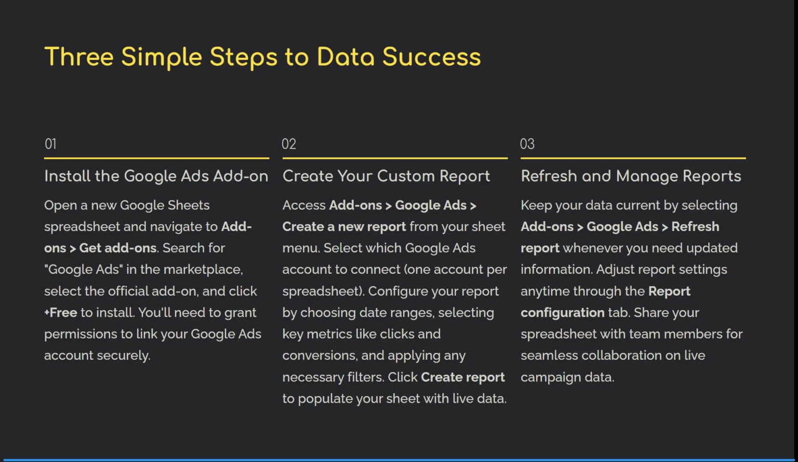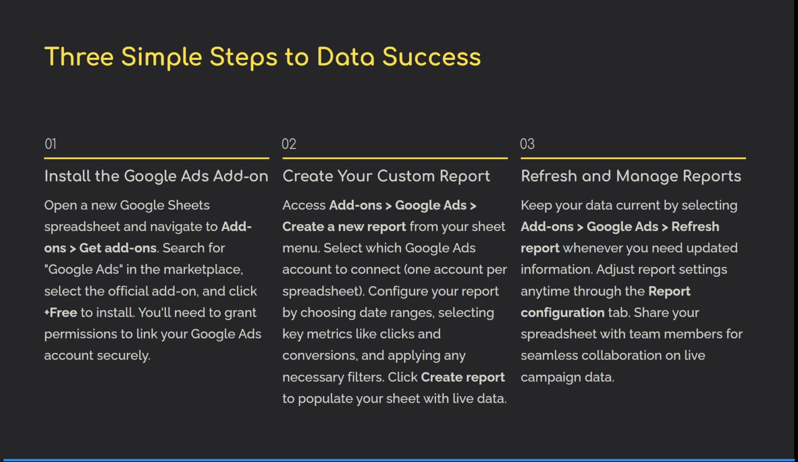Let's get into it. Open a new Google Sheets spreadsheet and navigate to the add-ons section and look for Get Add-ons. Search in the search bar for Google Ads and then select the official add-on. This would mean using the one that has been created by Google Ads. Click on Free to install. This will now install it.